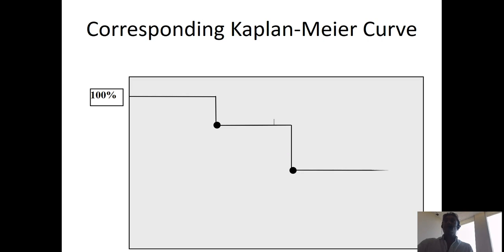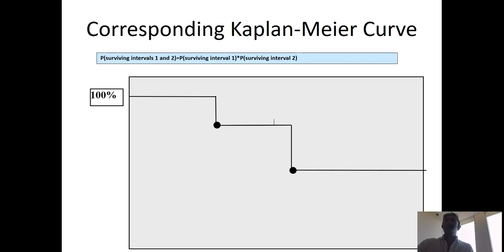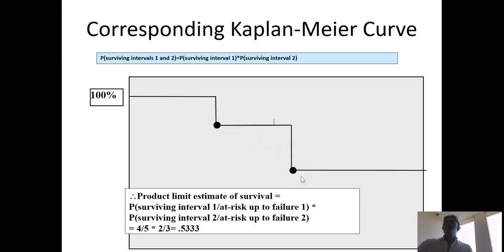So 2 survived. So what is the final survival? It's going to be the probability of surviving this first drop multiplied by the probability of surviving the second drop. 4/5 times 2/3. That gives me 53%. So the total survival of this population based on the Kaplan-Meier method was 53%. Okay?